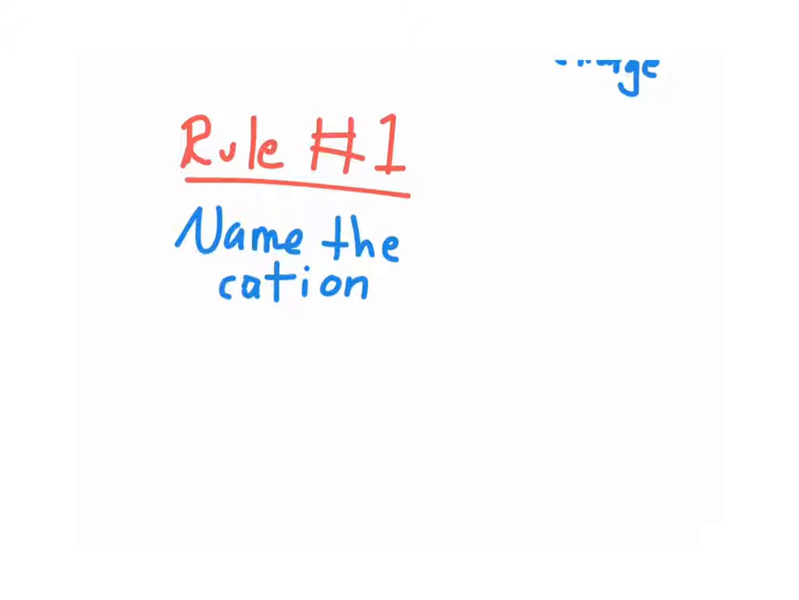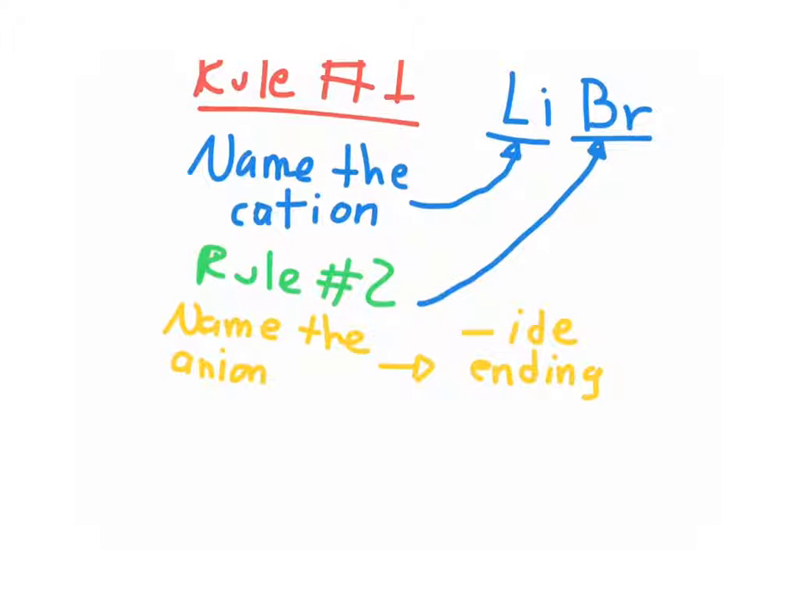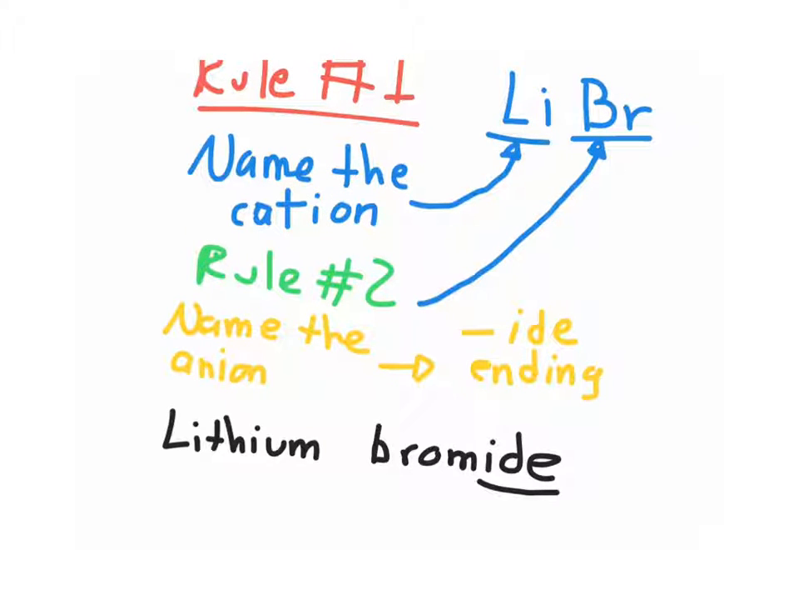Now the real example I'm going to use is this: lithium bromide. The first rule to name them is to name first the cation and then name the anion with the "-ide" ending. So when you have these two together, you have the name lithium bromide. Lithium because you name the cation, as rule number 1 says, and bromide because you're naming the anion with the "-ide" ending, as rule number 2 says.